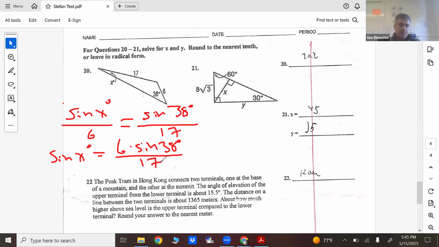Inverse sine. Well, first off, that's going to be sine x degrees.